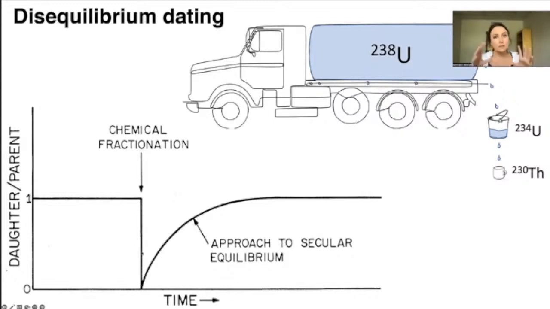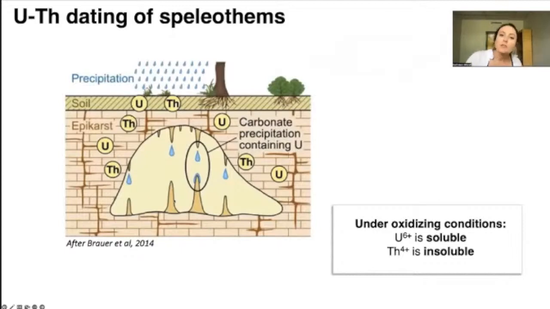So now let's take this theory and apply it to caves. What type of chemical fractionation event could be taking place in caves that would separate thorium from uranium? Let's take a look. Okay, so the chemical fractionation that occurs is thanks to the very different chemical properties of both uranium and thorium. So uranium and thorium are both actinides, as I mentioned, but they have very different valence states under oxidizing conditions, which is typically what we see in caves.